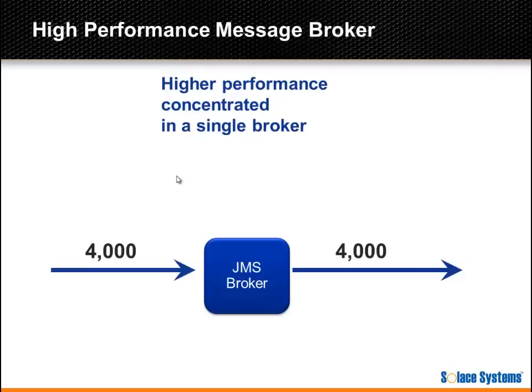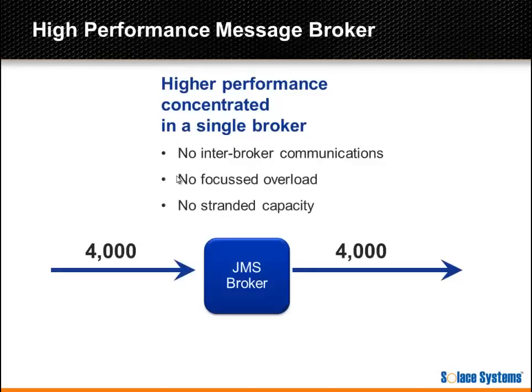If you had a single broker that was able to handle 4,000 messages per second, that would be far better than 4 message brokers handling only 2,800 messages per second from external users. With this single broker, you would have no interbroker communications, which not only means a higher usable message rate, but also means no focused overload and no stranded capacity because there's no partitioning of your message processing.